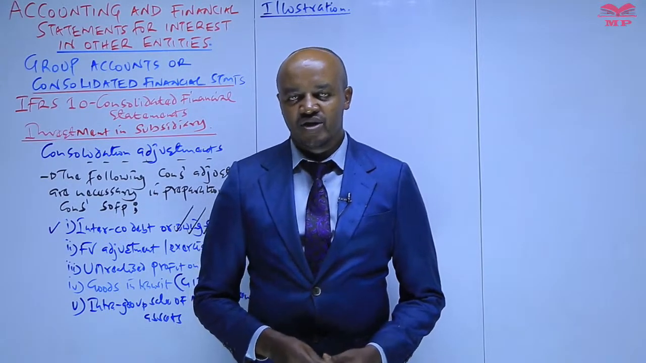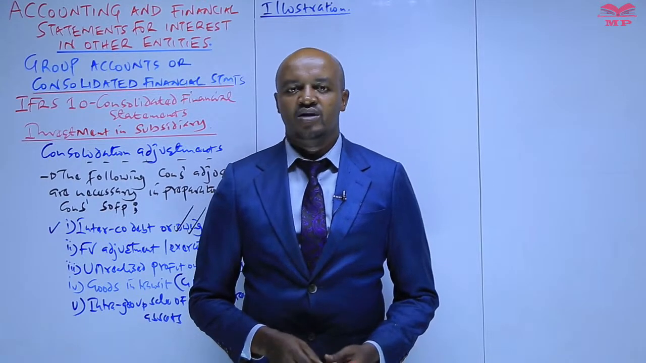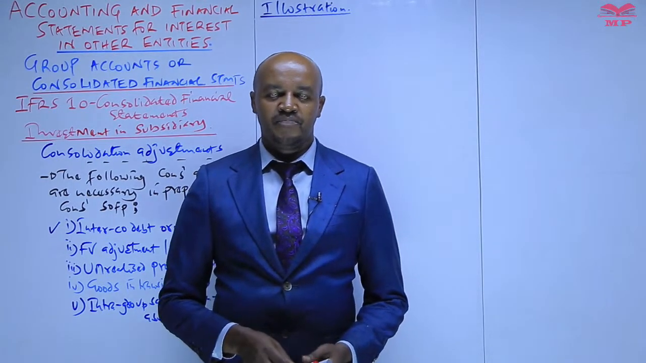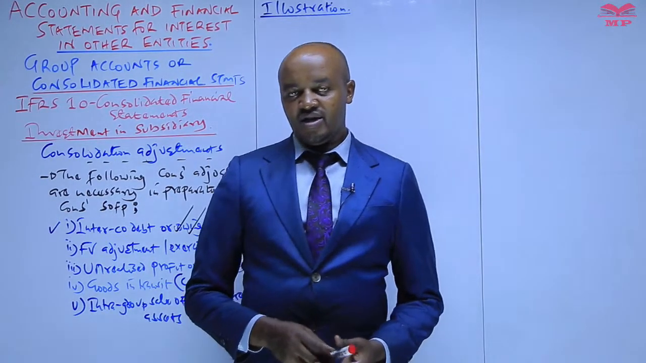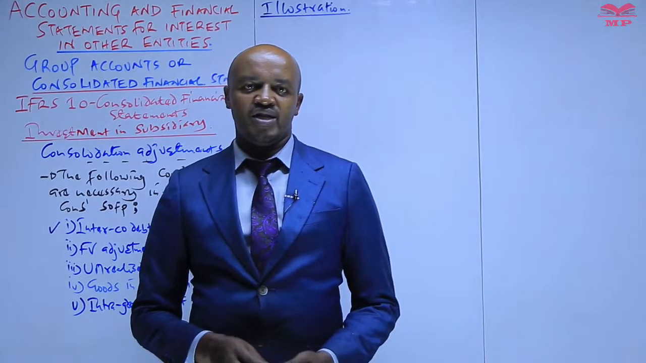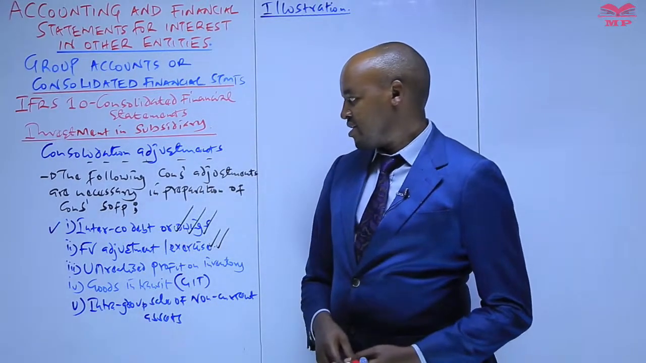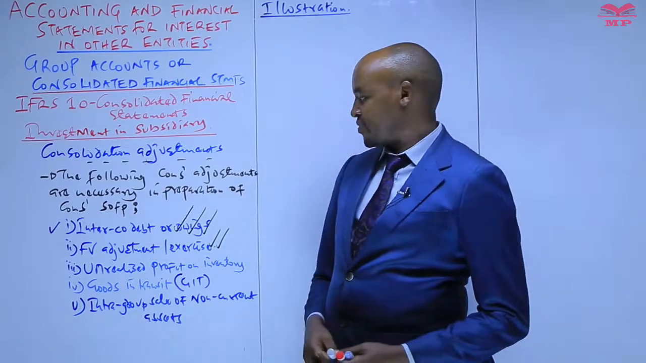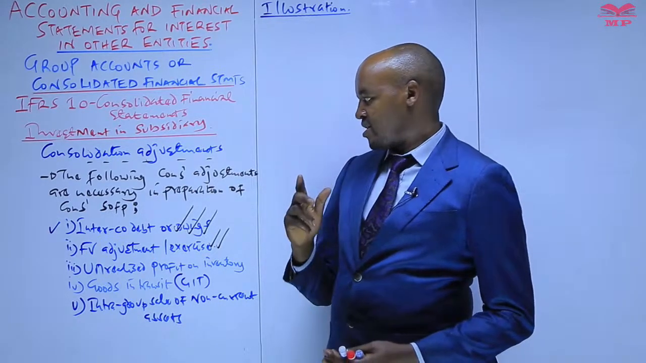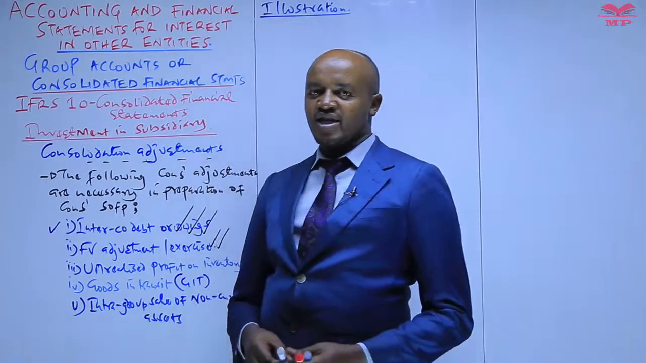We are still continuing with the topic of group accounts, and in our previous session we discussed the various consolidation adjustments which are necessary in preparation of the consolidated statement of financial position. Specifically, we talked about adjustment relating to the amount of intercompany debt, which we said should be eliminated from group receivables and group payables, that is, whereby the amount of intercompany debt is the same.